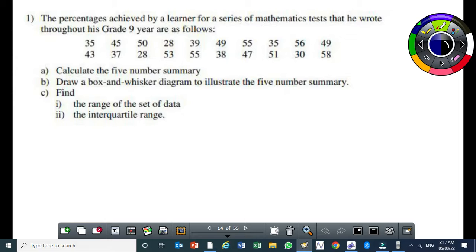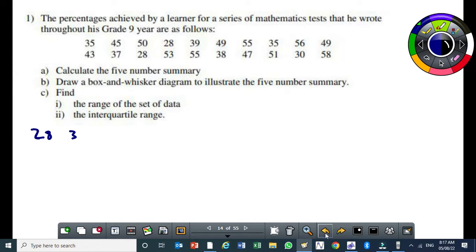Now before we go anywhere, you must look at the data set. Is it arranged in ascending or descending order? Now this one is not arranged in any order. Okay, it is random. So first thing, we have to rearrange. So what's the minimum? 28. The minimum is 28. So we start by writing here 28, then followed by what? We have 29. Okay, so it will be 30.